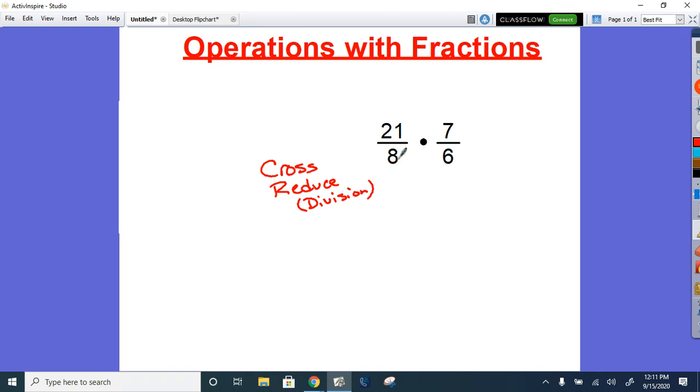Well, if I look between 8 and 7, the only common factor there is 1, and I'm not going to pull out a 1. A 1 will not change either 8 or 7. However, between 21 and 6, I do have a common factor. I'm going to divide these both by their greatest common factor, which I'm going to just jot down.